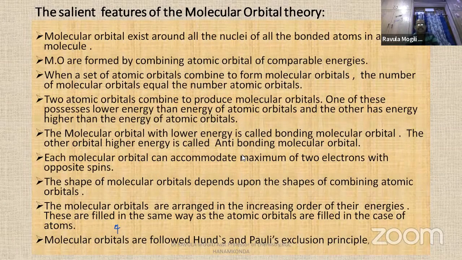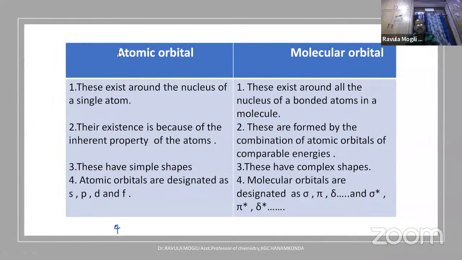So this is regarding molecular orbitals. Now, atomic orbitals and molecular orbitals: there are differences between them, and they are very, very important. Atomic orbitals exist around the nucleus of a single atom. I have already told you that the electrons revolve around only one nucleus.